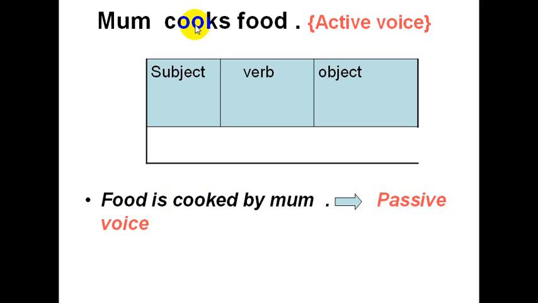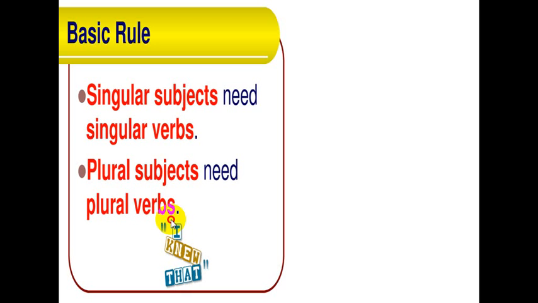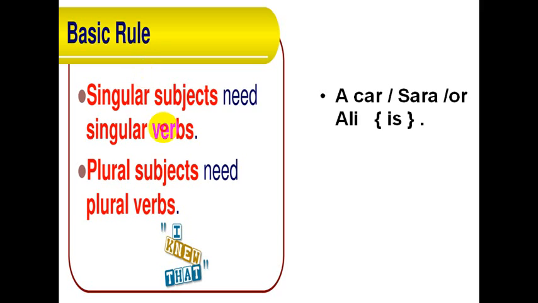Subject, verb to be, past participle. By mom. Mom here, the subject, becomes the object. So food is cooked by mom. This is a passive sentence. So I have a basic rule here. Singular subjects need singular verbs. A car, Sarah, or Ali is. Plural subjects need plural verbs. Clothes, friends, are.